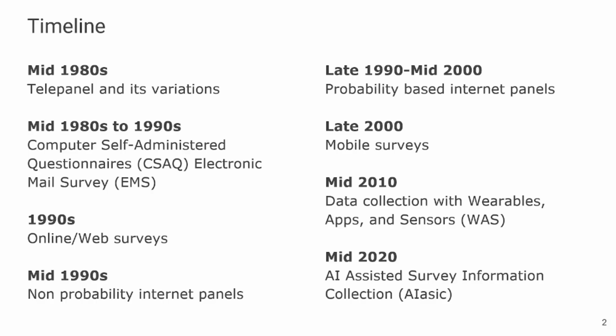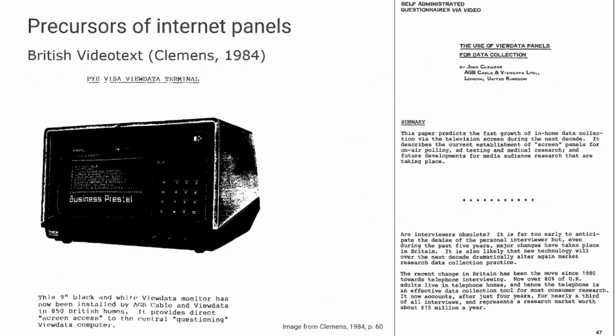And then mid-2010 is probably when the first sensors, wearables came out, and the first studies were using those to collect data. And then mid-2020, I created this acronym. I don't know if it's going to stick, but I tried. AI-assisted survey information collection. Instead of CASIC, I say AASIC. Okay, so sounds cool to me, but we'll see. History will tell.